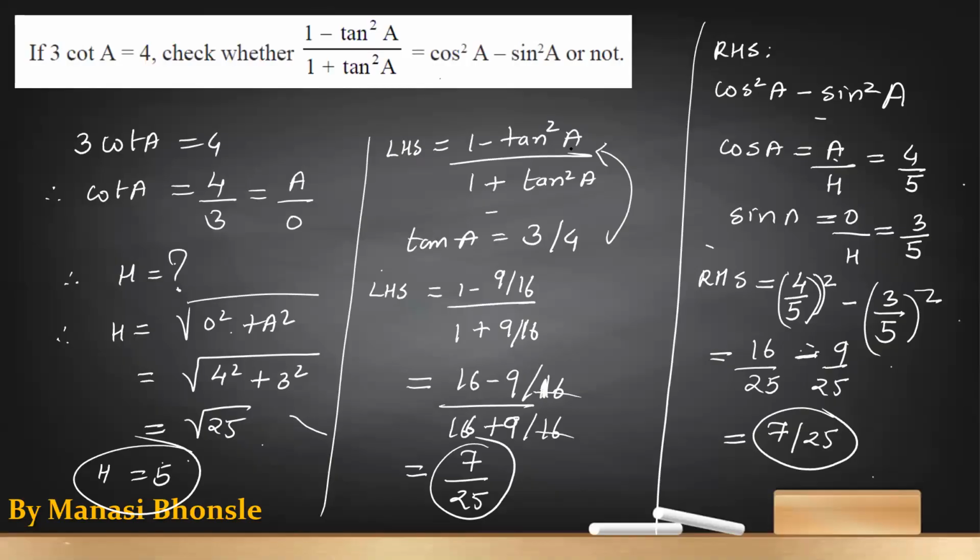When we solve this, we get LHS is equal to 7 upon 25, and RHS also we get as 7 divided by 25. Okay, solve it and see it, right? So yes, this LHS is equal to RHS. That's what we wanted to prove. Right, now next, go to the next question.